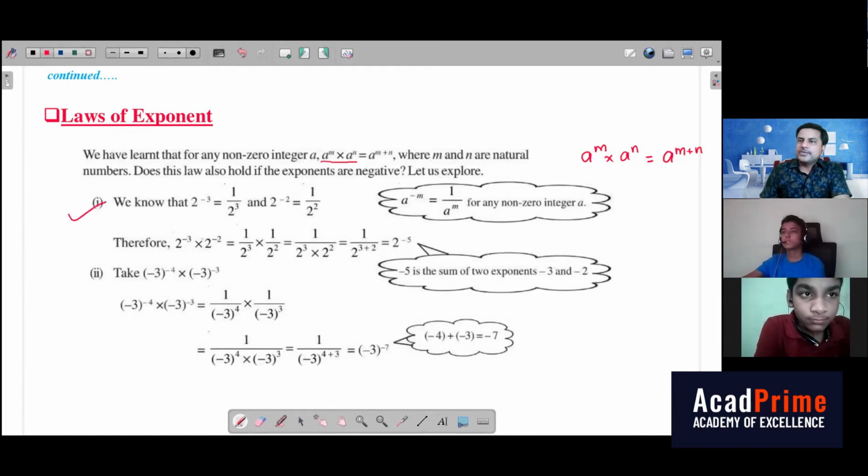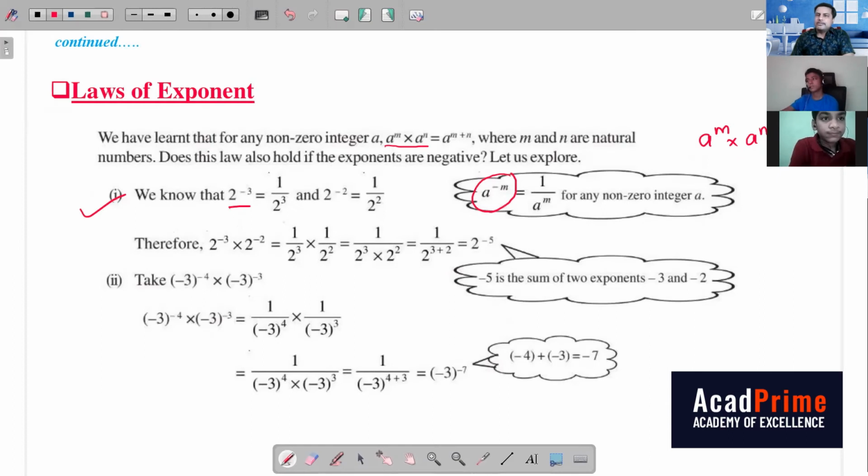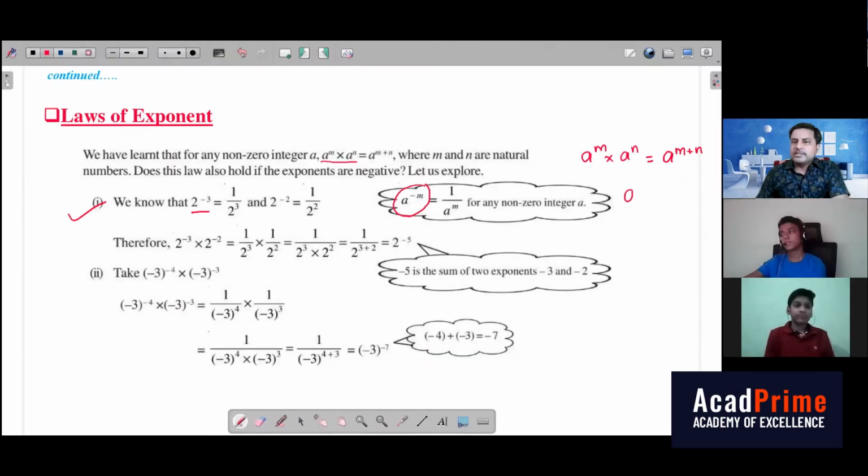The first one we have been given here is 2 raised to the power minus 3, which we can write as 1 divided by 2 raised to the power 3. And 2 raised to the power minus 2 we write as 1 divided by 2 raised to the power 2. This follows a general rule. Generalized, if it is given as a raised to the power minus m, that can be written as 1 divided by a raised to the power m.